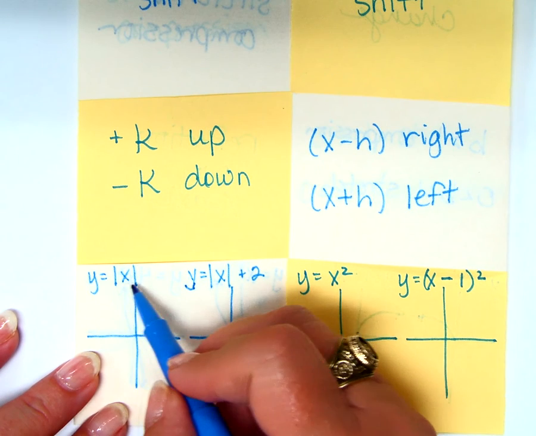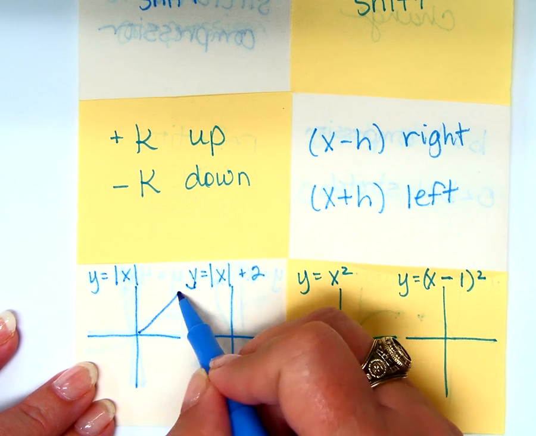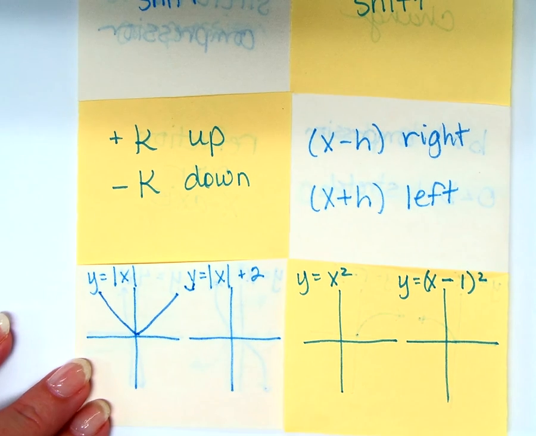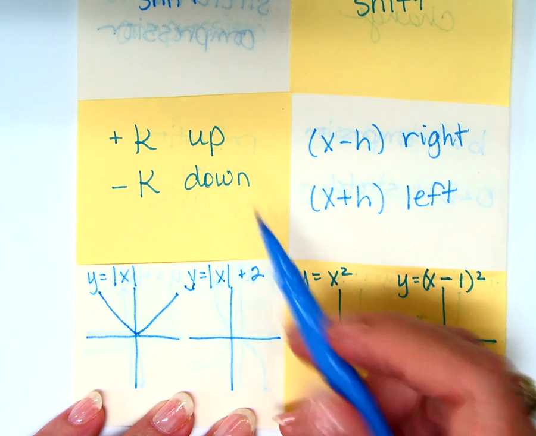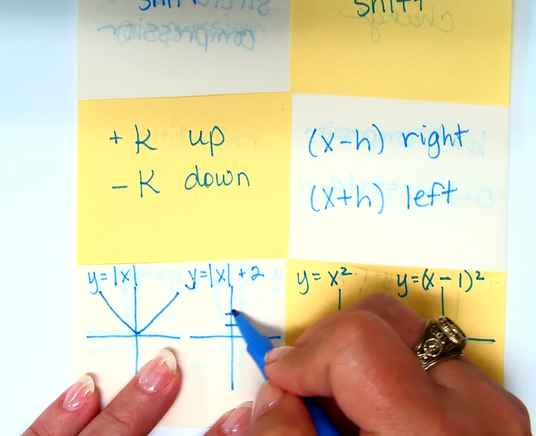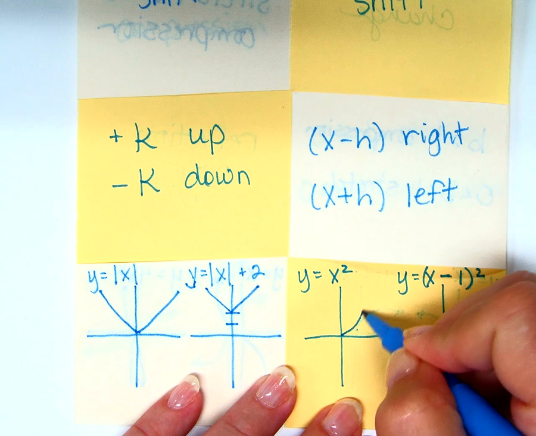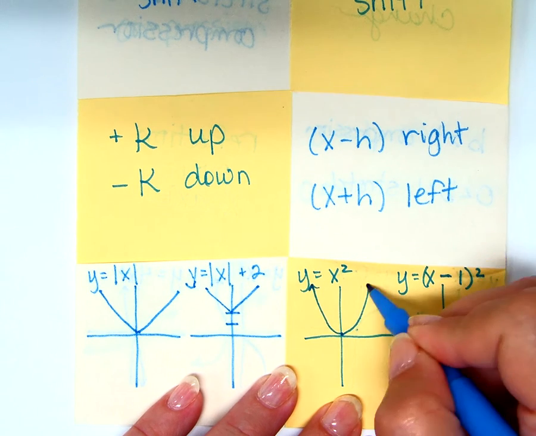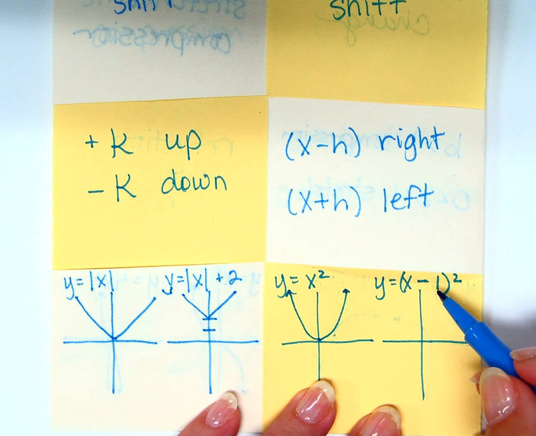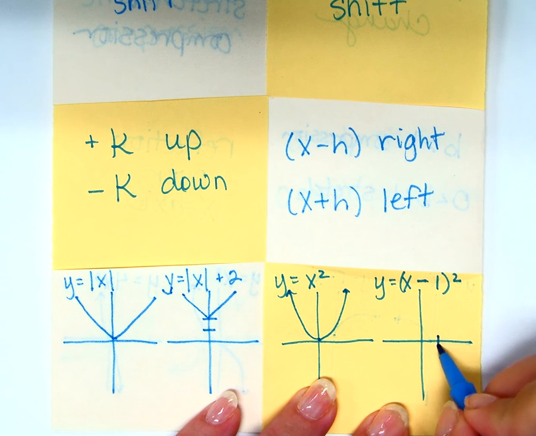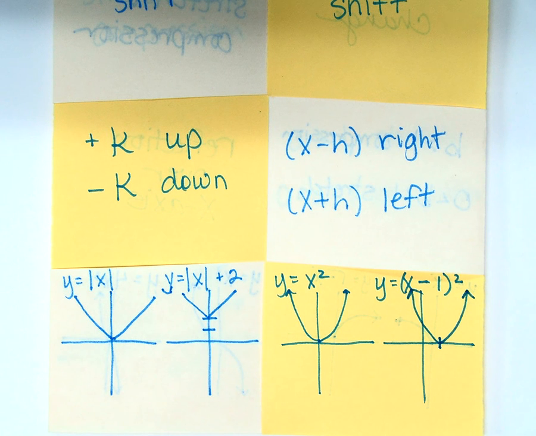What shape does absolute value make? Oh yeah, a V. Yeah. So where is this moving? It's outside, so it's going to move up 2. This is a parabola, so it's more like a U. Where is it moving? It says x minus 1, so right 1. Any questions?